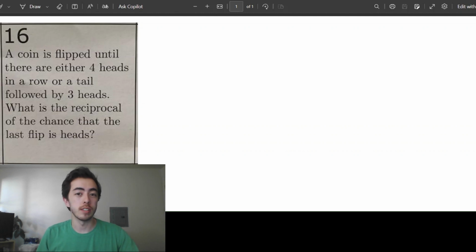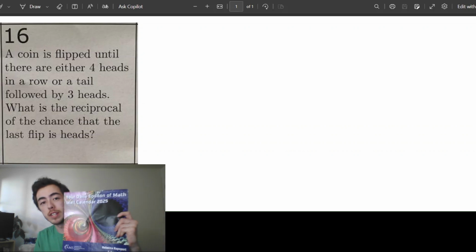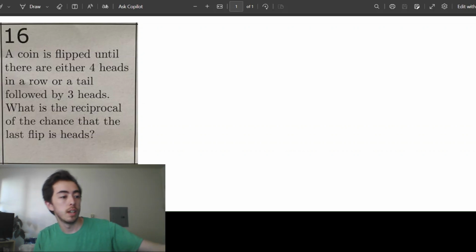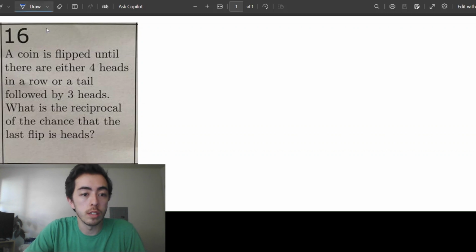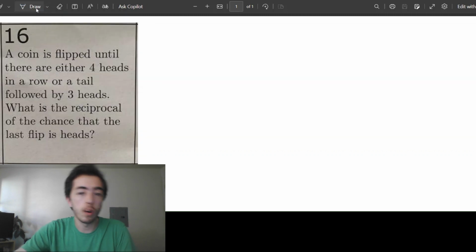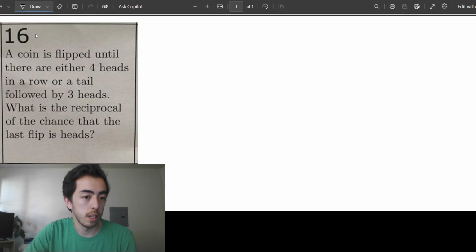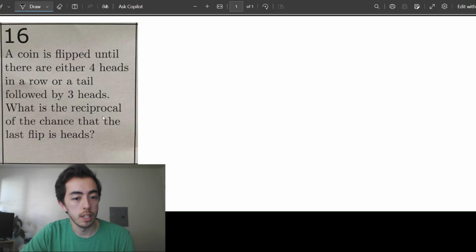Today is July 16th, and we're solving problem number 197 from the Daily Epsilon calendar. And here we're talking about coin flipping. A coin is flipped until there are either 4 heads in a row or a tail followed by 3 heads. What is the reciprocal of the chance that the last flip is heads?